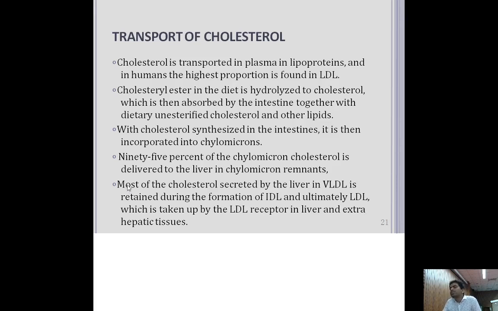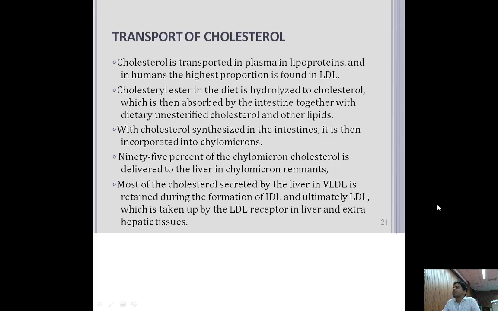How it delivers, we will see in the next class. Most of the cholesterol is secreted by the liver in VLDL. We saw that chylomicron takes cholesterol from the intestine to the liver. Now cholesterol will be secreted from the liver in the form of VLDL, which will form IDL and then LDL sequentially, and this LDL will take the cholesterol from the liver and deliver it mainly to the extrahepatic tissues.